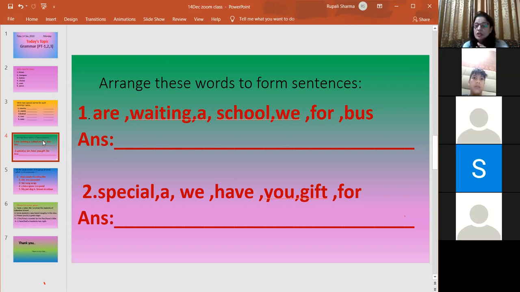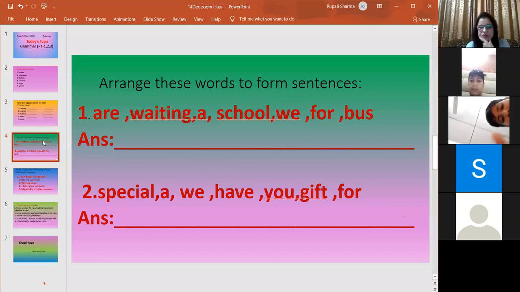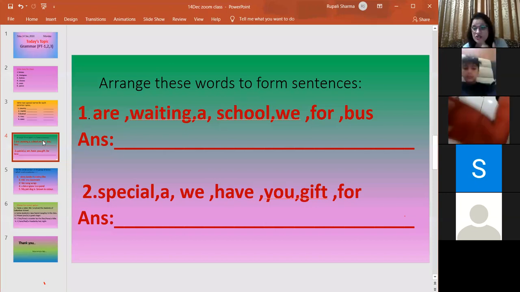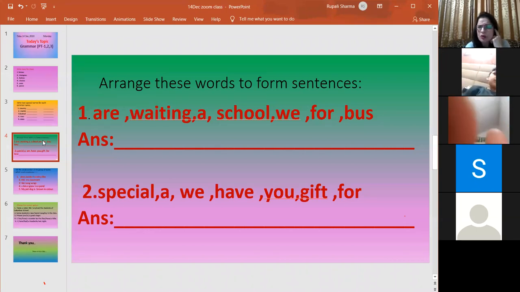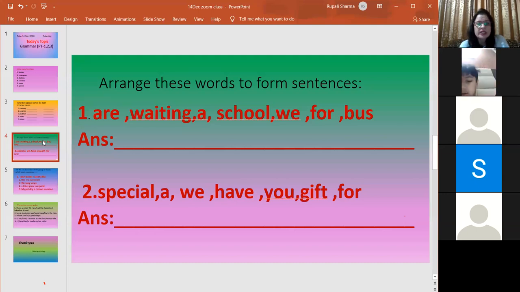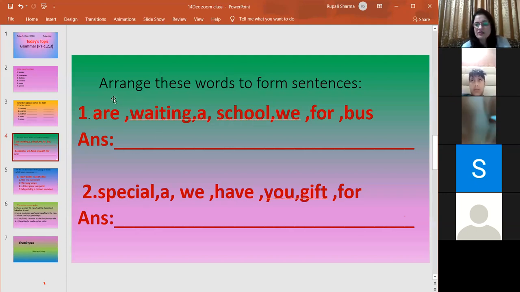Okay, we are waiting for a. Now, Bhavesh, see, you have skipped a. We are waiting for school bus. Where is a? Word a. And Gunveen, you have put S capital. So, S should be small. Okay. Yes, we are waiting for a school bus. S should be small here. School is not a proper noun. Yahan pe proper noun nahi hai. Okay, now second one is special a we have you gift for. Yes, we have.